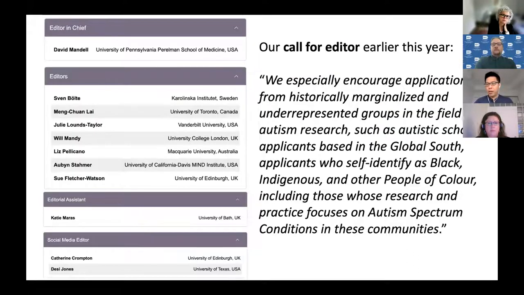So to start with, increasing diversity is an ongoing effort. We recognize that in our editorial board, as you can see, we have 8 academic editors, who are all academics and researchers, mostly coming from the United States, Europe, Canada, Australia. Our social media editor, as well as editorial assistants, are also from these countries.